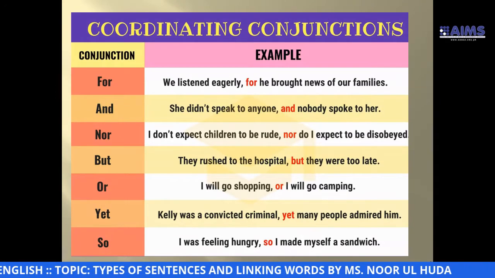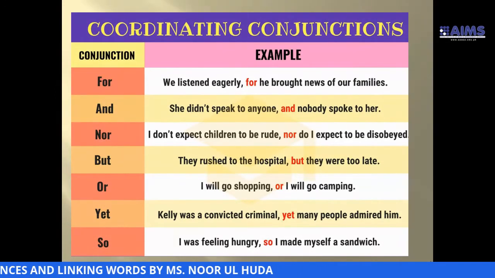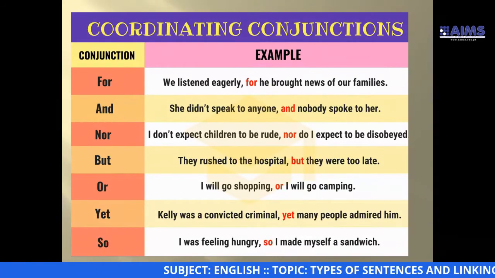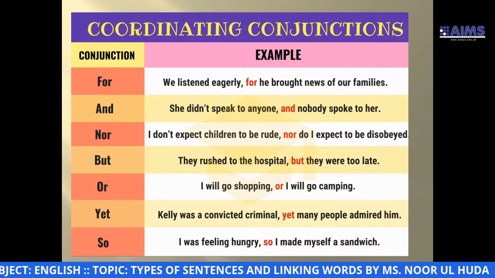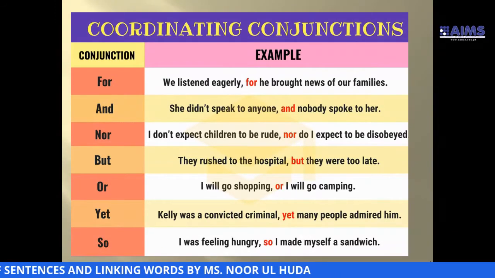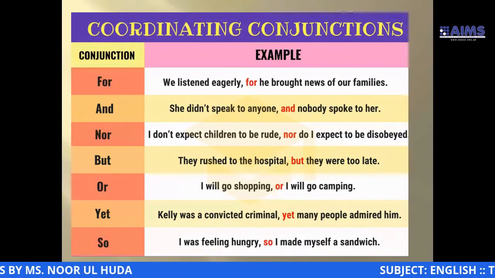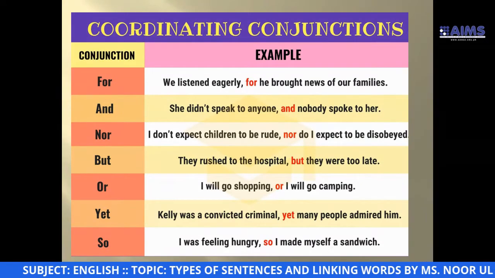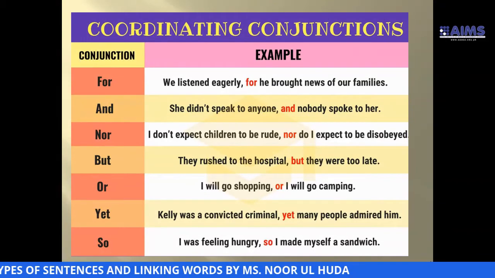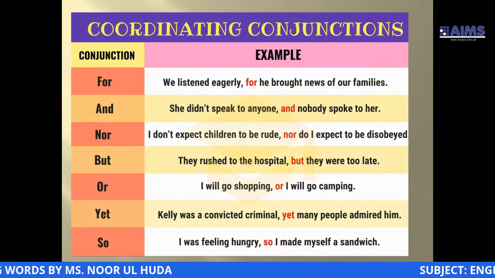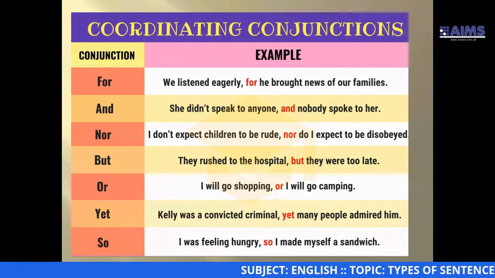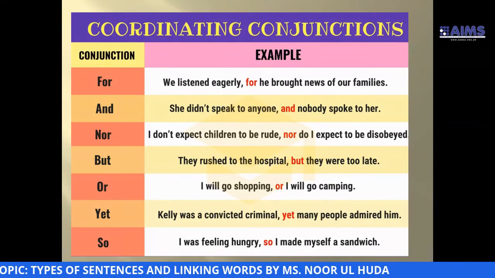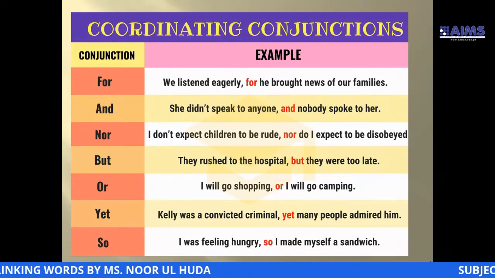I'll go shopping, or I'll go camping. These are two simple sentences. We have merged them into a single sentence by putting "or" here. Yet: Carey was a convicted criminal, yet many people admired him. These are two different clauses which are merged by inserting "yet." Okay, I was feeling hungry, so I made myself a sandwich. The two simple sentences are there, and we have joined them by putting "so."